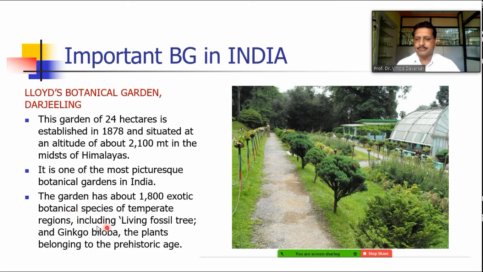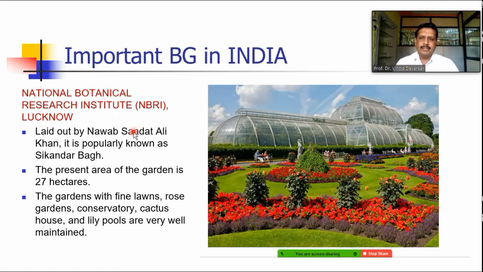Then one of the most important gardens in India, that is the National Botanical Research Institute, NBRI, Lucknow's garden. Here it was laid down by Nawab Sadat Ali Khan and is popularly known as Sikandar Bagh. It spreads over 27 acres of land, and the garden has fine lawns, rose gardens, a conservatory, a cactus house and lily pools, which attract visitors.